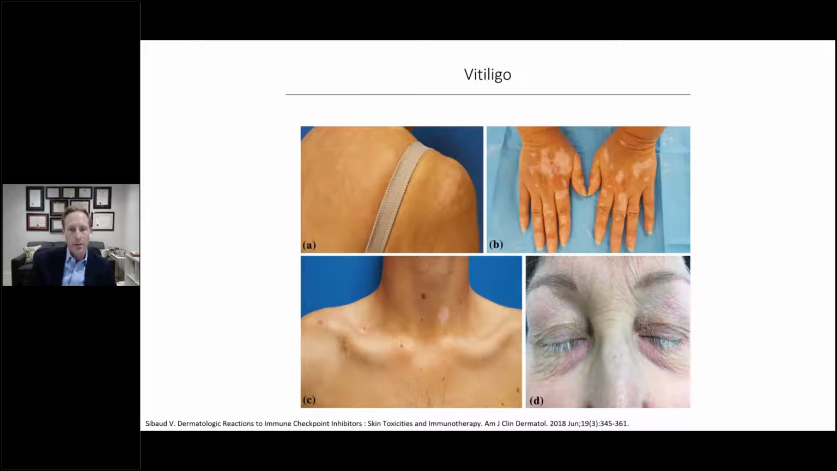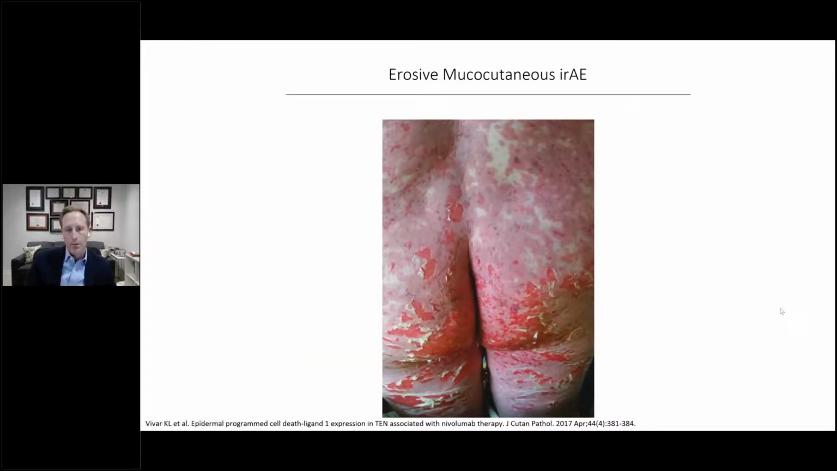Vitiligo is a very common one that is seen with CTLA-4 inhibitors in particular, but it can be associated with any immune therapy. Then finally, one of the most dangerous and clinically impressive ones would be erosive mucocutaneous immune-related adverse event. On the most severe spectrum of this would be SJS or TEN-like reaction. However, sometimes even a very inflammatory lichen planus-like eruption can result in bulli or skin detachment.